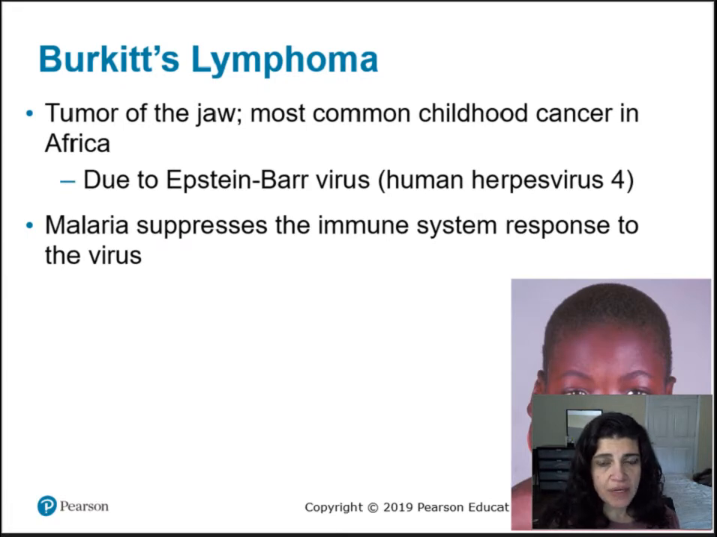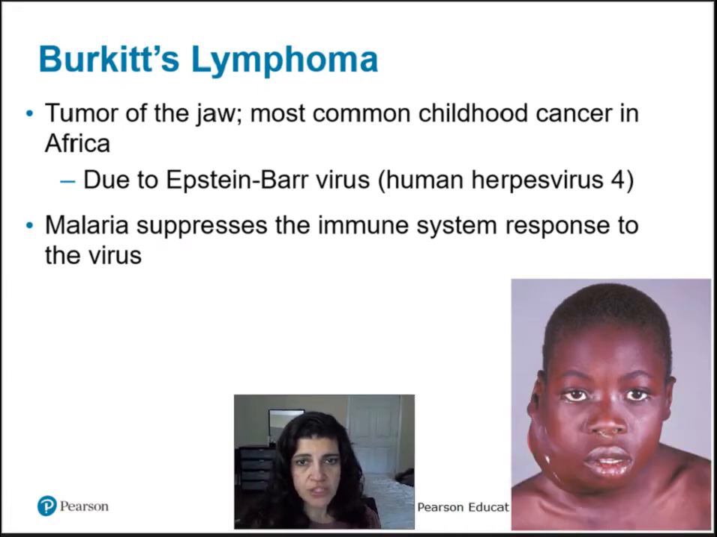Burkitt's lymphoma is a tumor of the jaw. It's most common in children and is due to the Epstein-Barr virus. Malaria suppresses the immune system response to this virus, making people in endemic areas for malaria more prone to develop this lymphoma.